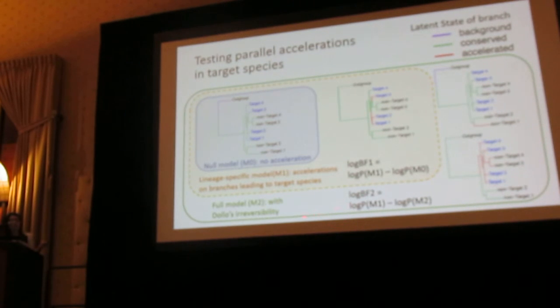We also compute another Bayes factor, between the marginal likelihoods of M1 and M2, and this Bayes factor is used to exclude those elements that show acceleration in non-target species. If an element has acceleration in non-target species, it will fit M2 better, so the log BF2 will be smaller.